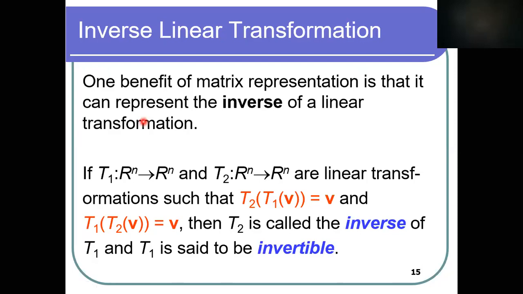So dear student, inverse linear transformation fundamentally depends upon whether the transformations are one-to-one and onto. Dear student, it depends upon the matrix of a transformation. If we have a transformation T1 from Rn to Rn, and T2 is again from Rn to Rn, our linear transformations such that T2 of T1 of V is equal to V, and T1 of T2 of V is equal to V, then T2 is called the inverse of T1, and T1 is said to be invertible.